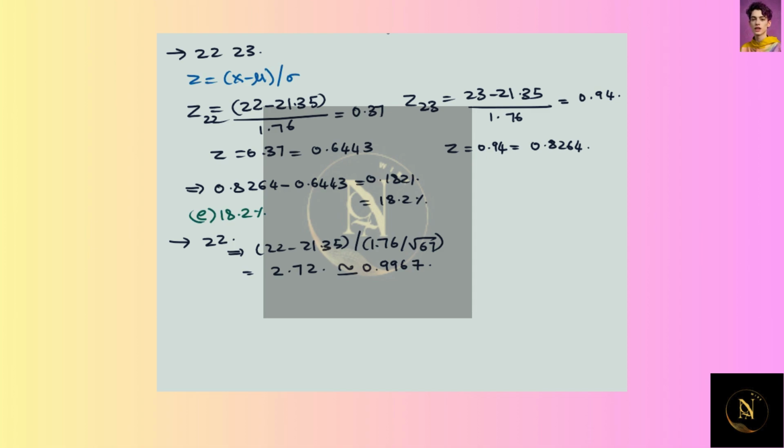However, we want to find the percentage of samples with a mean greater than 22. So we need to subtract the probability: 1 minus 0.9967, which equals 0.0033, or we could call it 0.33%. So therefore the answer is not in the listed options, but the answer is 0.33%.